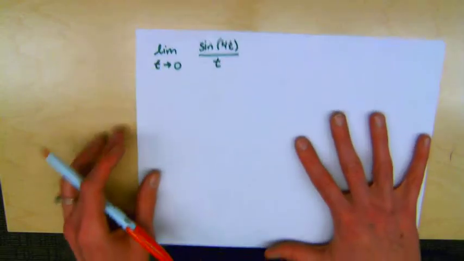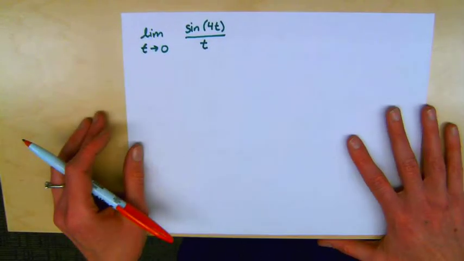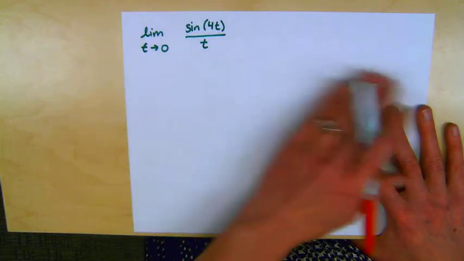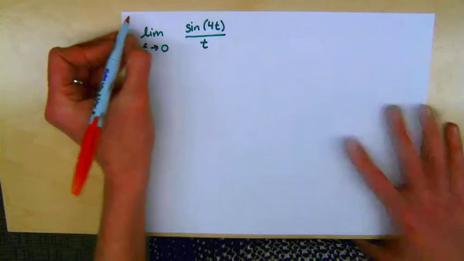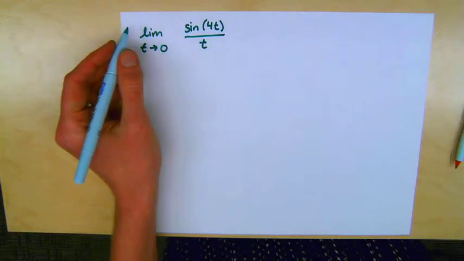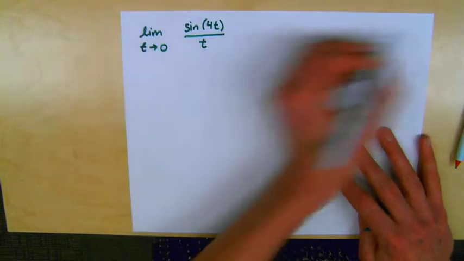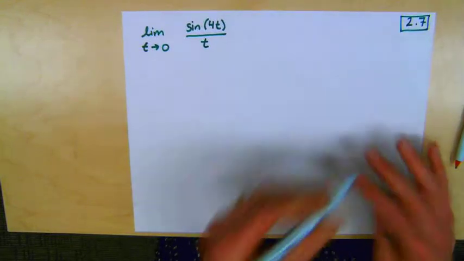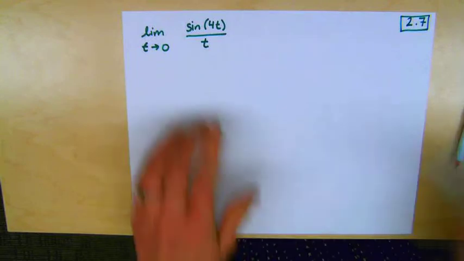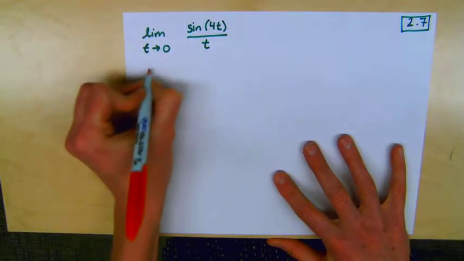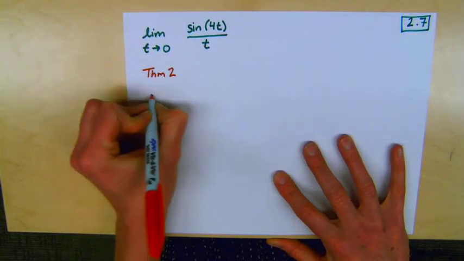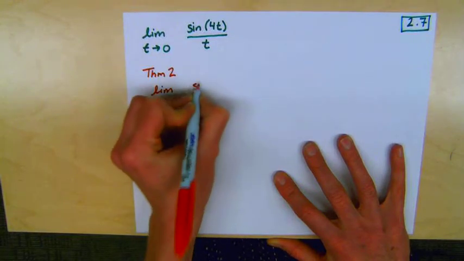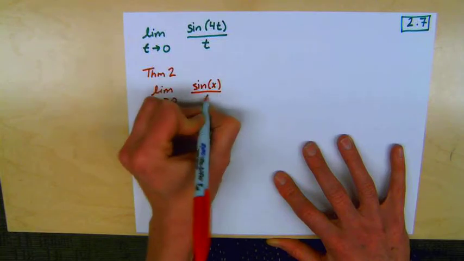Finally, let's take a look at this example. This is a very classic type of problem, and we're going to take advantage of Theorem 2. Theorem 2 in this section, I should label this section, is limits of trig functions, which I think is 2.7. This is just a generic problem pulled out of that section. Theorem 2 tells us that the limit as x approaches 0 of sine x divided by x is equal to 1.